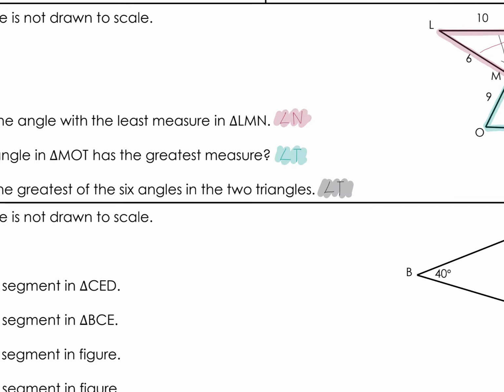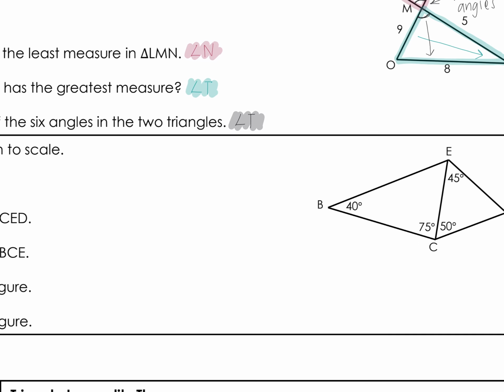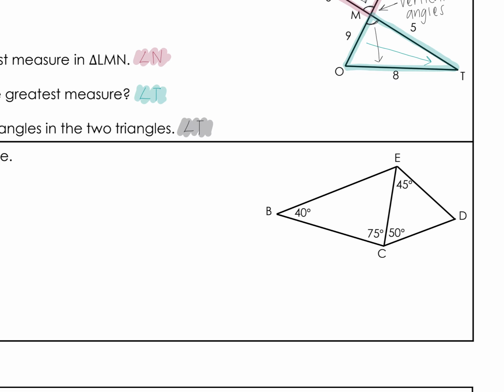So let's look at our next one, which will kind of use a little bit of that as well. So we are asked for the longest segment in triangle CED. So I'm going to start off by highlighting CED. That's going to be this triangle here. And just to make sure we are dealing with the largest one, I'm going to find this angle here. I'm going to take that 50 plus 45 to get that 95. And I'm going to subtract that from 180. And I'm going to be left with 85 degrees.